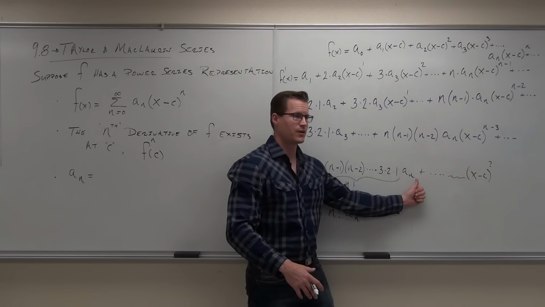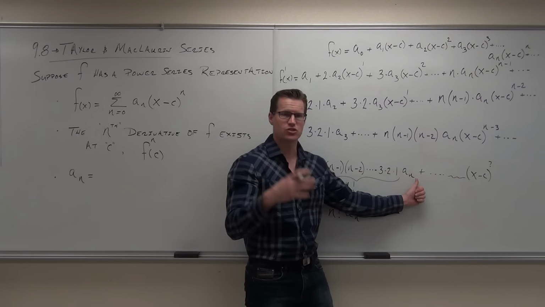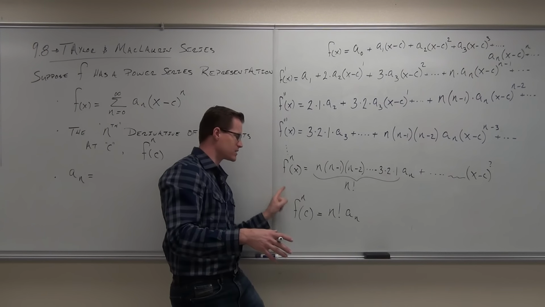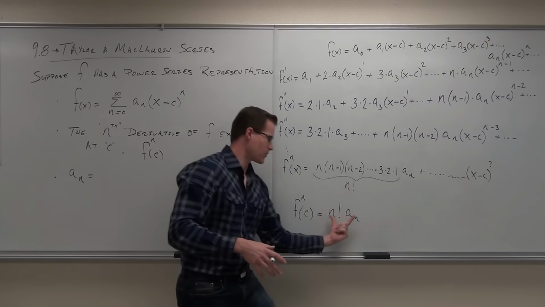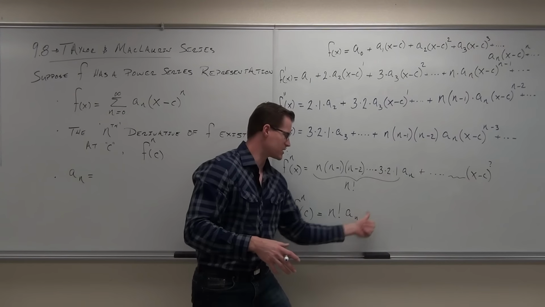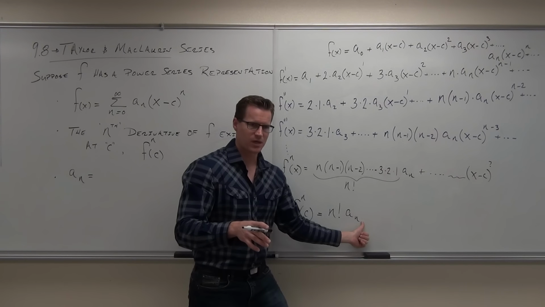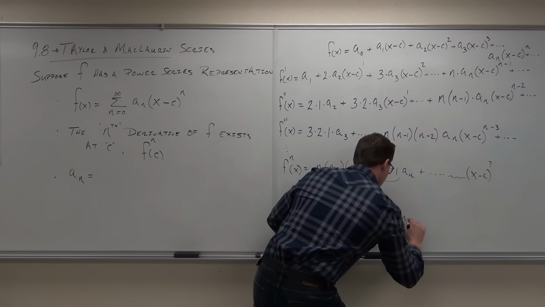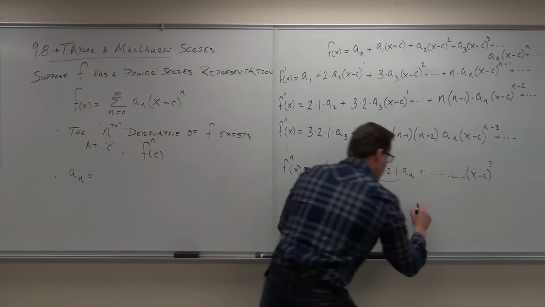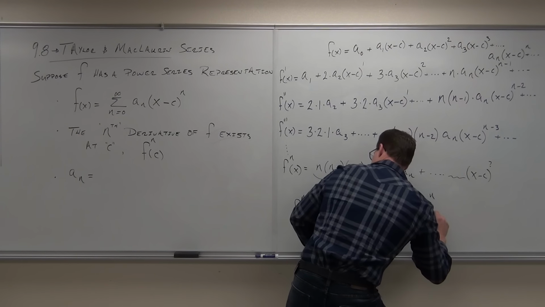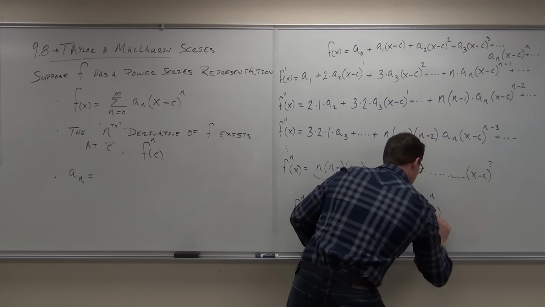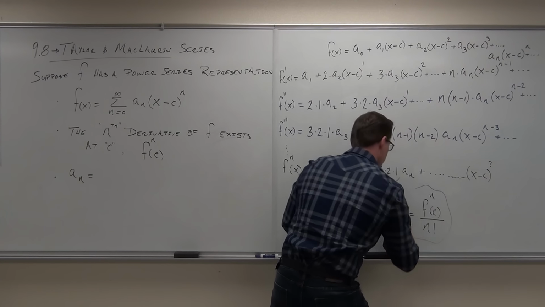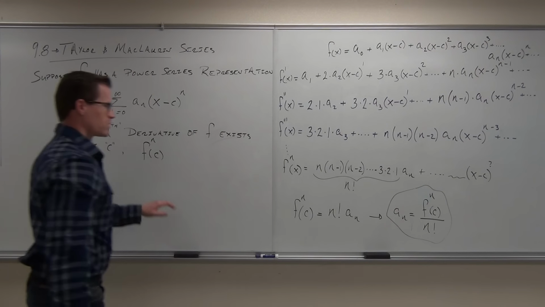This does not have any x's at all. It's just a constant. This is the first constant. When I plug in c, everything else is gone except for that constant. This is n factorial. This is still a sub n. Let's solve for a sub n. If I solve for a sub n, I get a sub n equals, let's just divide both sides, the nth derivative of f at c divided by n factorial. That, ladies and gentlemen, was what I was looking for over here.